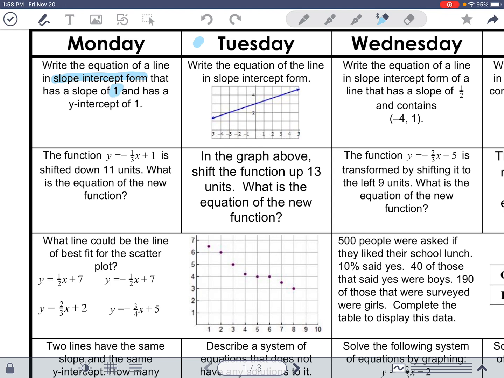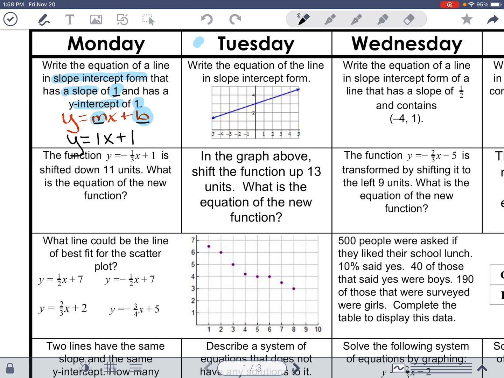The first one under Monday says write the equation of the line in slope-intercept form that has a slope of 1 and a y-intercept of 1. So how I would go about writing that equation, what I first would do is write down the slope-intercept form. And m in this equation stands for slope. That's where we put the slope. And the b is the y-intercept. So all I do is plop these two numbers into this formula for slope and y-intercept, and I have written the equation in slope-intercept form.